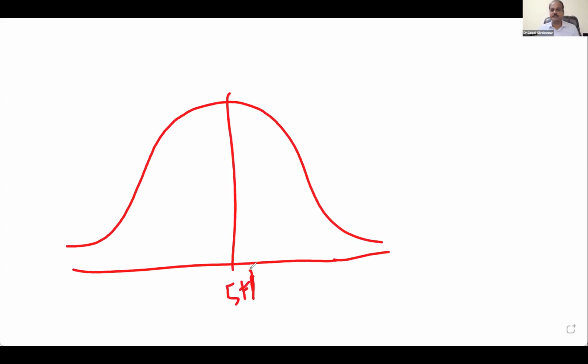What am I writing here? 5H means what? 5 heads. If I toss 10 coins 100 times, majority of the time I will get 5 heads appearing while tossing a coin. Am I right?